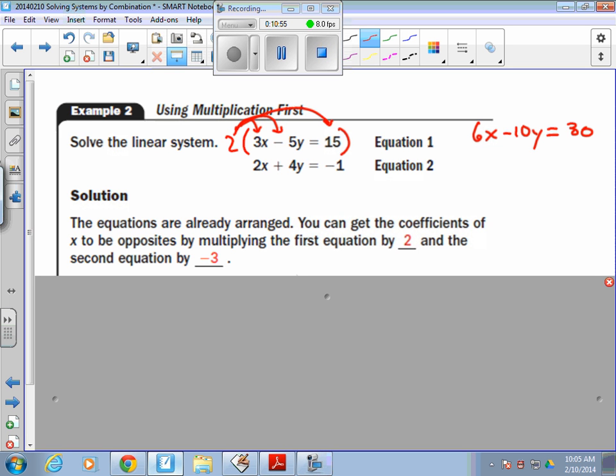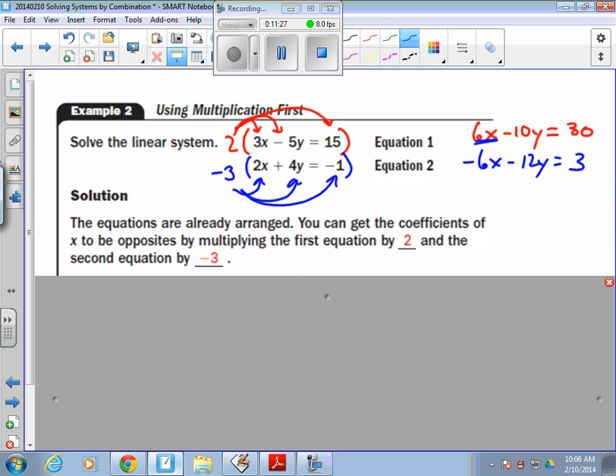We want to create the opposite of 6x in the bottom equation. So it says 2x, so you ask yourself, what do I have to multiply 2x by to get the opposite of 6x? And the answer is negative 3. But again, you have to multiply everything by negative 3, not just 2x. Negative 3 times 2x is negative 6x. Negative 3 times 4y is minus 12y. And negative 3 times negative 1 is positive 3. So it gives you two equations.